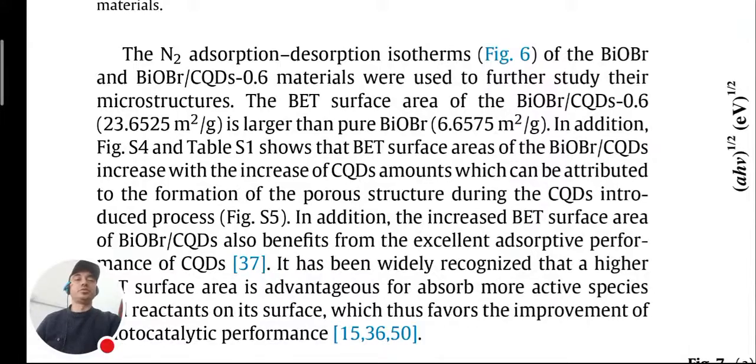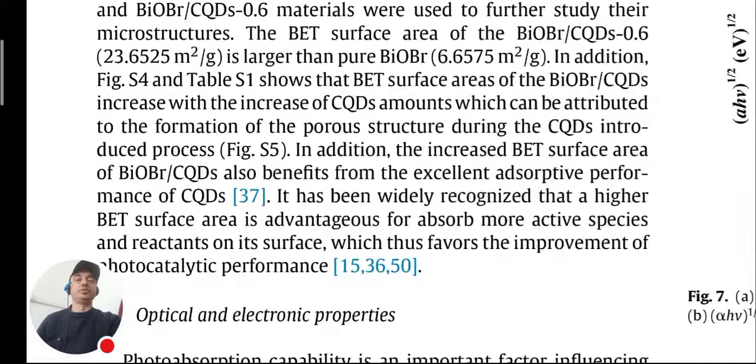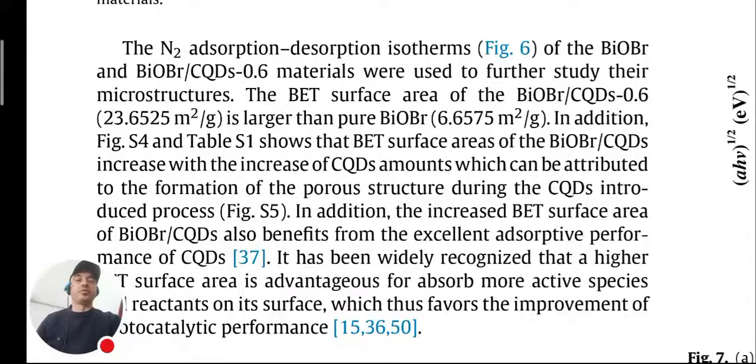Nitrogen adsorption-desorption isotherms of the BiOBr and BiOBr carbon quantum dot materials were used to further study their microstructure. The BET surface area of the BiOBr carbon quantum dot 0.6 and 23 is larger than that of the pure BiOBr.